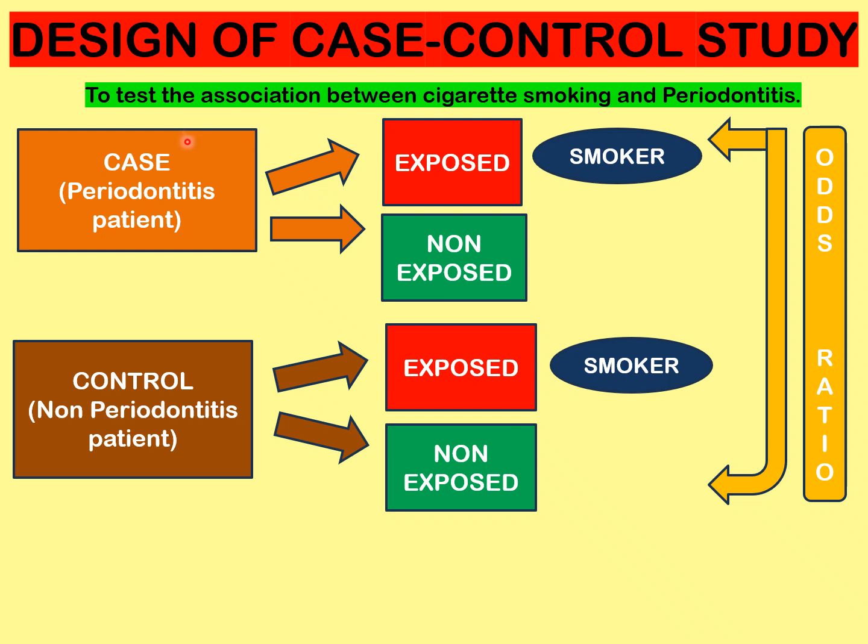So let's understand the design of a case control study with this example. Here, the cases consist of periodontitis patients, whereas the controls are non-periodontitis patients. Both cases and controls are assessed for exposure to cigarette smoking, and the odds ratio is used to test the association between cigarette smoking and periodontitis.